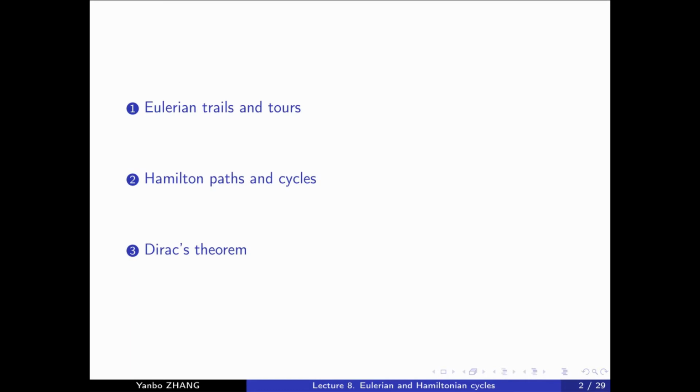There are 3 sections in this lecture. First, we will learn Eulerian trails and tours, and their necessary and sufficient conditions. Then we will see Hamilton paths and Hamilton cycles. The third section is Dirac's theorem. It gives a sufficient condition to contain a Hamilton cycle.